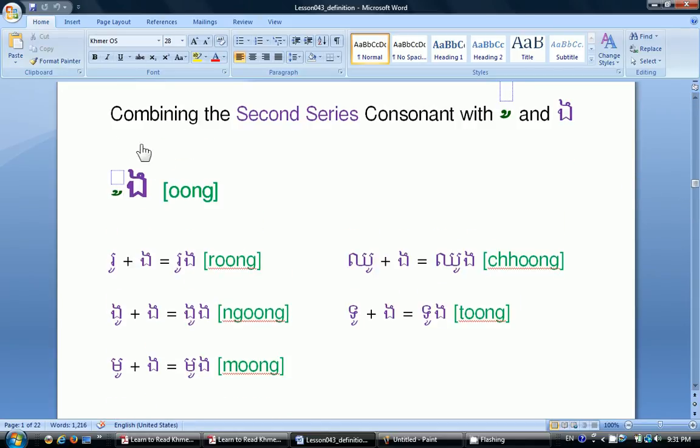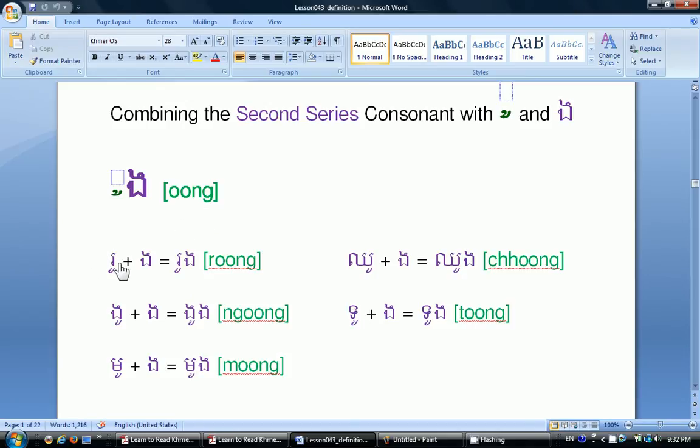Combining the second series consonant with the vowels o and ending with consonant ngo. For the second series consonant, the vowels o change its sound to u. Okay, and then the consonant ngo. So u, u ngo, ung. Okay, so now let's practice reading these words.